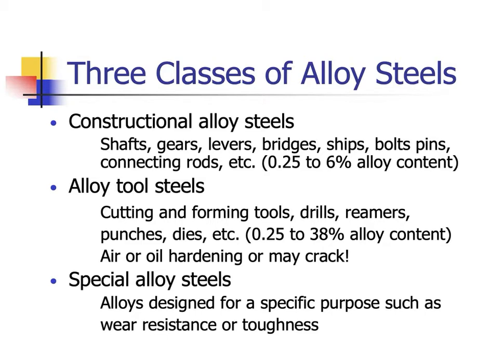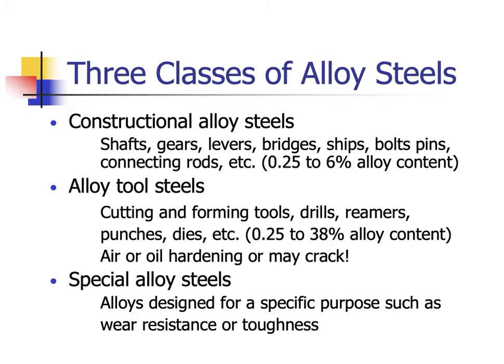But alloy tool steels, these might be things like drill bits or dies or something like that, where we're going to have to have some sort of resistance to something. It could be resistance to wear. It could be resistance to temperature. All different kinds of steels there. You might want something that holds a really good cutting edge, like if you're making a knife. And then we have special alloy steels that were designed exactly for specific purposes. Okay, so let's go to the next slide.